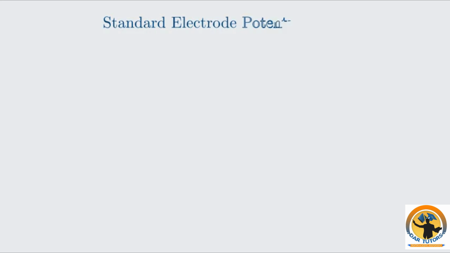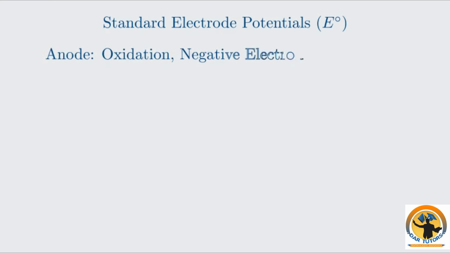We begin by predicting reactions at the electrodes. The key here is the standard electrode potential, E0. The half cell with the more positive, or less negative, E0 value is the stronger oxidizing agent and will therefore undergo reduction. Conversely, the half cell with the more negative, or less positive, E0 value is the stronger reducing agent and will undergo oxidation. Let's formalize this.